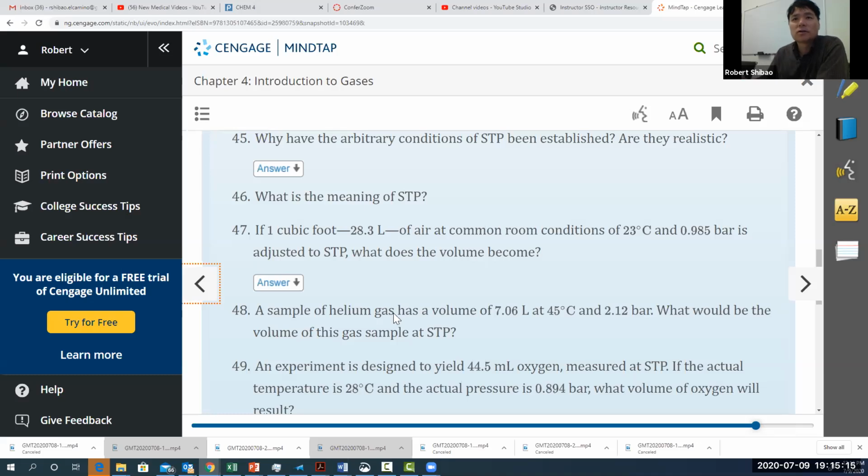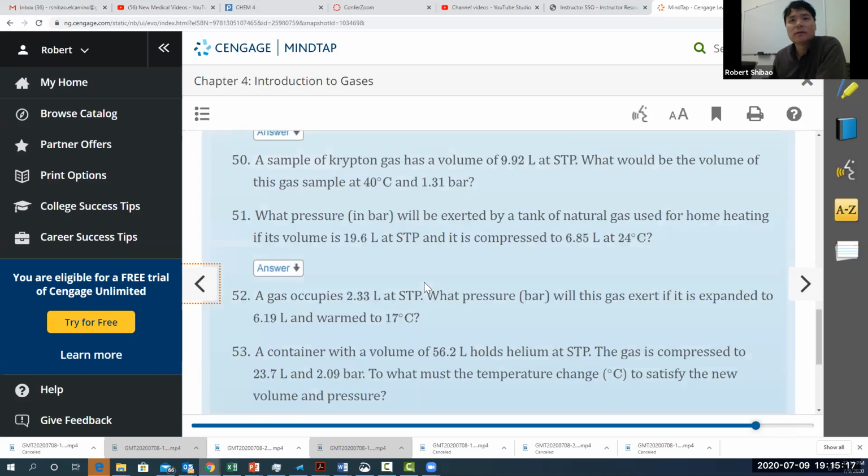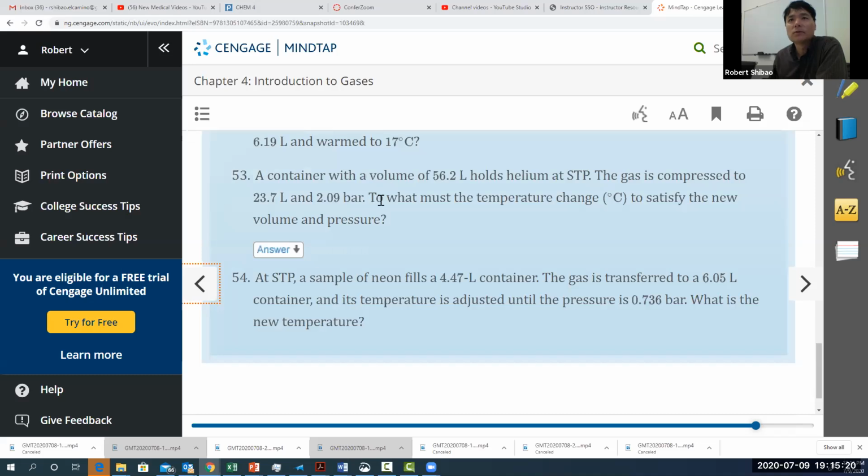Let's try, maybe the last one might be the hardest. This one. A container with a volume of 56.2 liters. I'm going to call that V1. It's at STP. Well, what does STP stand for? That stands for standard temperature and pressure. So if we're at STP, then T1 is 0 degrees C, which is 273 Kelvin.